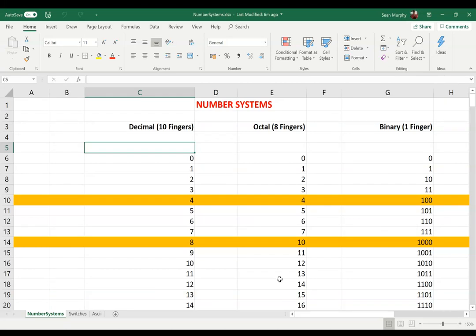In this lesson, I will be talking about number systems and how they're used in computers. So to get started, we'll talk about the number system we're all familiar with every day, the decimal system.